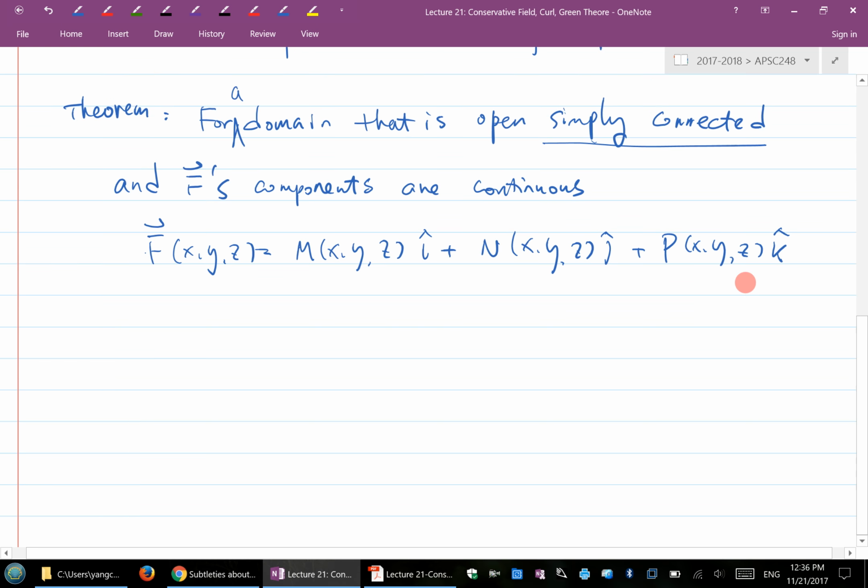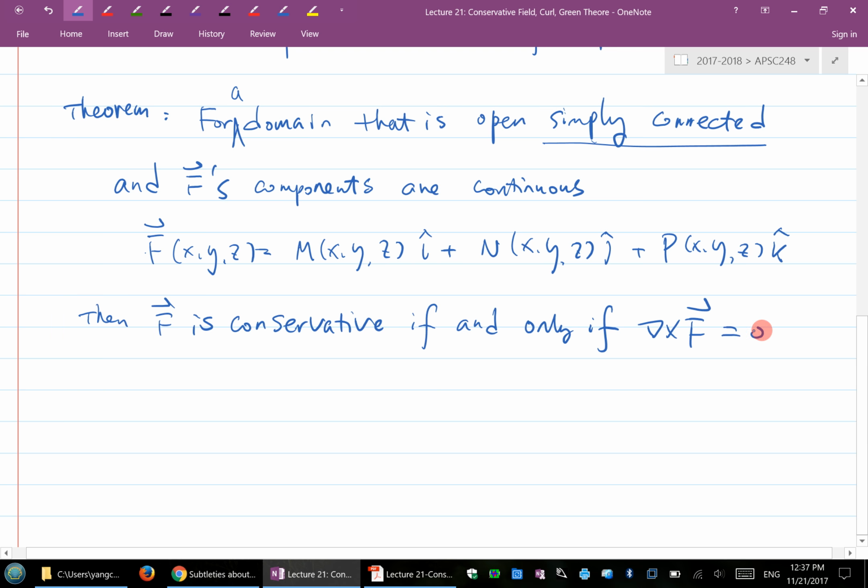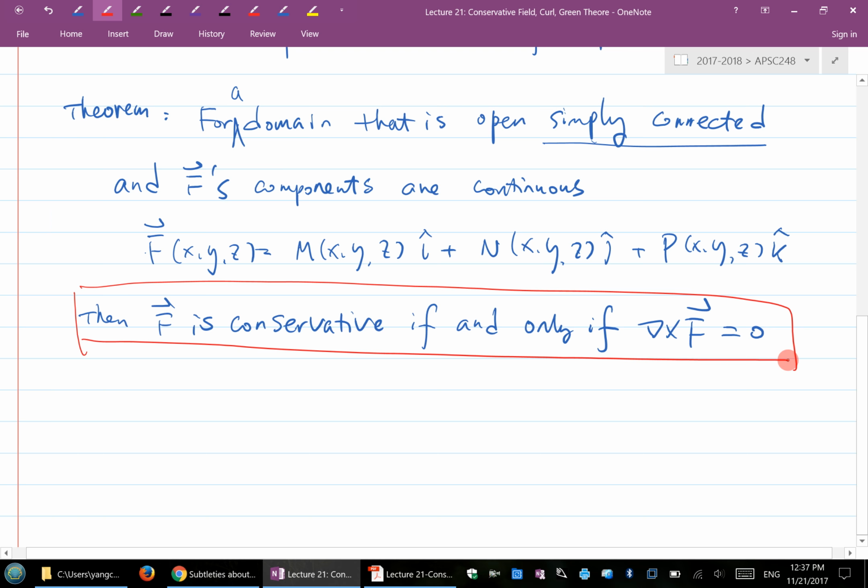Okay. Then F is conservative if and only if this expression equals 0. So this is basically the key part of the theorem here.